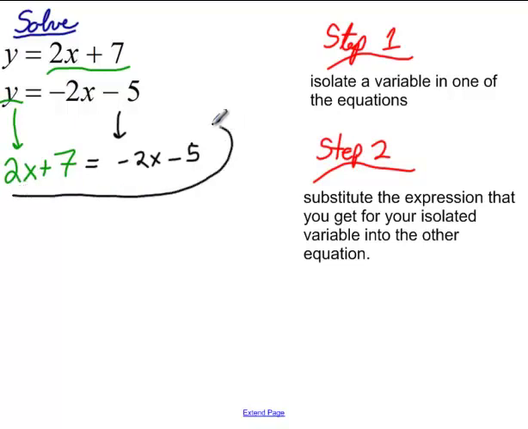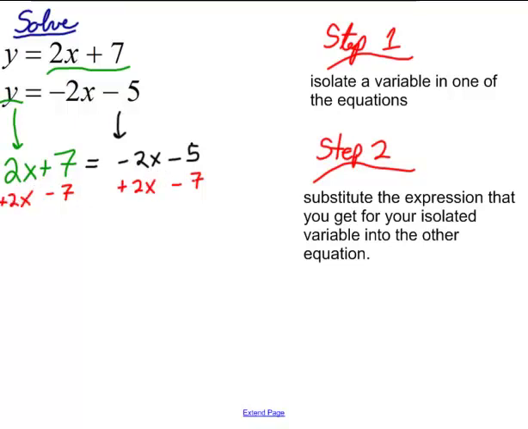Now what I get here is an equation with one unknown. I only have an x variable here. Whenever I have one equation with just one unknown, I can solve for that variable. So let's go ahead and solve. I'll put the scaffolding on this one. Let's isolate the x's over here. I'm going to subtract 7 from both sides, and we'll do two steps at once. I want the 2x to come over here, so I'm going to add 2x to both sides.